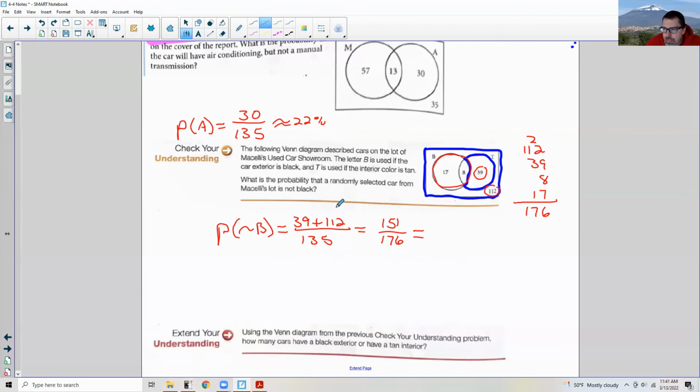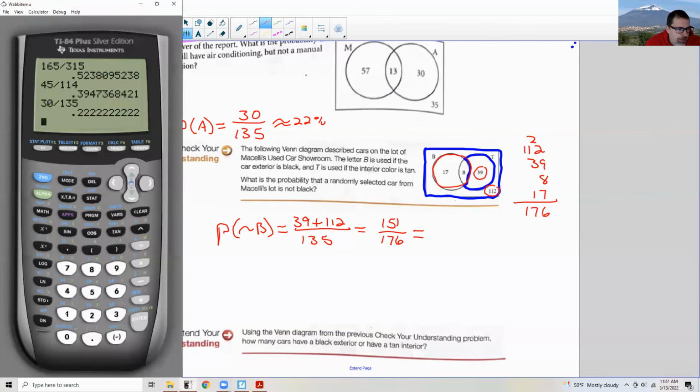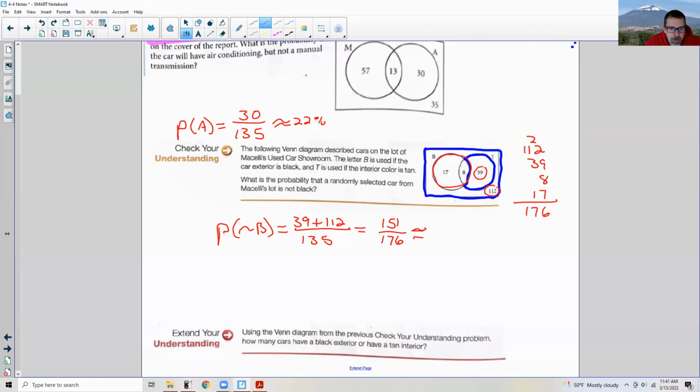151 over 176. So if I put that in the calculator, 151 divided by 176 is approximately 86% are not black.